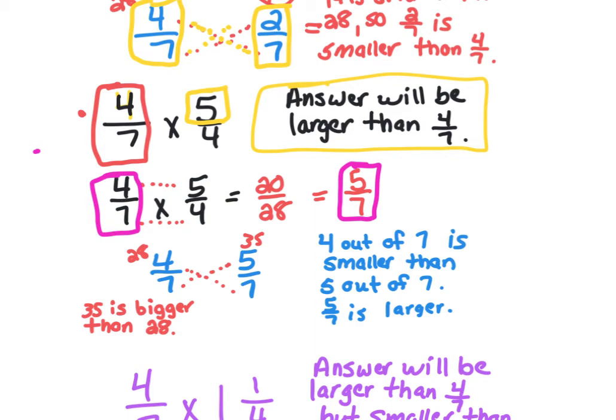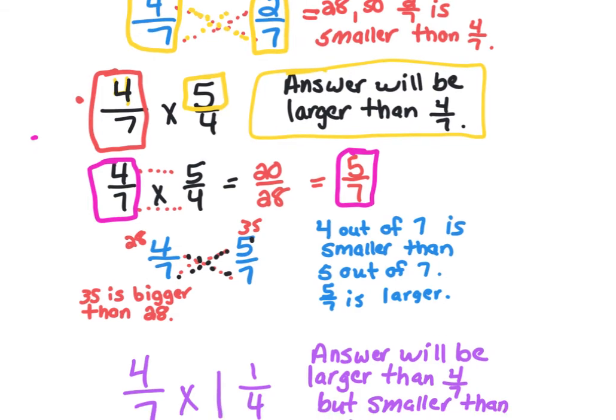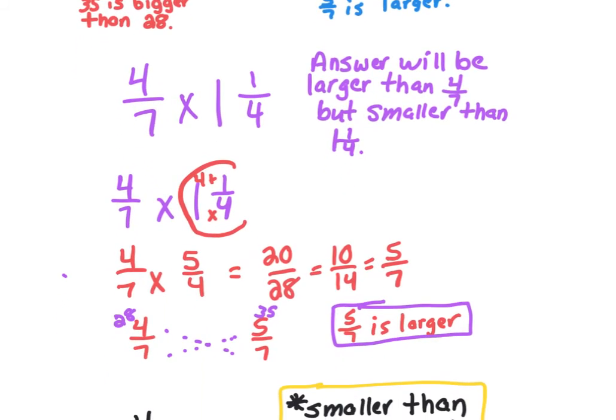So we were correct. But let's say we didn't realize that we had a common denominator, so let's crisscross. We're going to crisscross multiply our answer times the fraction we started with. 7 times 4 is 28. 7 times 5 is 35. 35 is larger than 28, so 5/7 is larger than 4/7. So 4 out of 7 is smaller than 5 out of 7, so 5/7 is larger. So we were correct. Let's try it again.